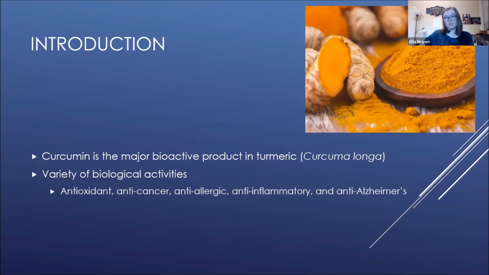So first, this picture is turmeric. It's a common spice used in foods like curry. It's also been a medicine traditionally for thousands of years. The molecule that we're interested in turmeric is called curcumin. It's the major bioactive product in turmeric. It has a variety of biological activities, such as these listed here: antioxidant, anti-cancer, anti-allergic, anti-inflammatory, and anti-Alzheimer's.